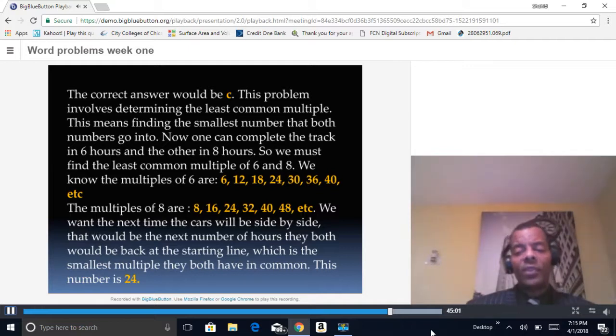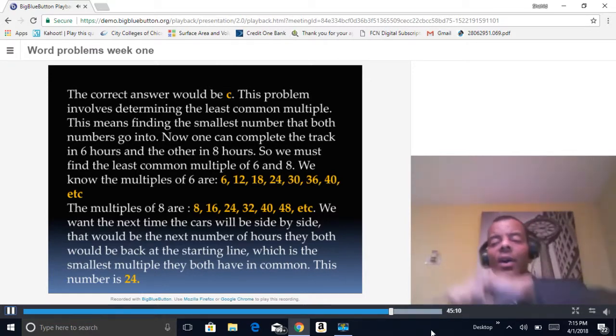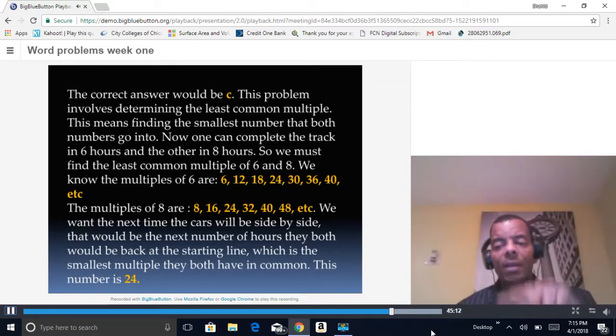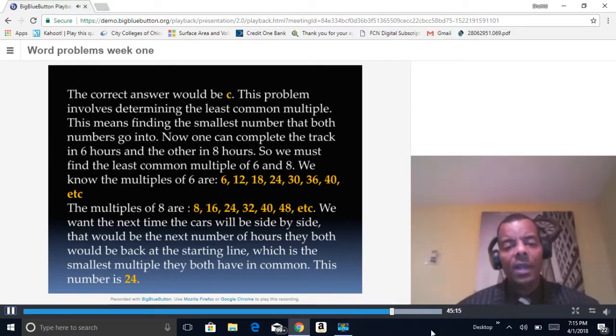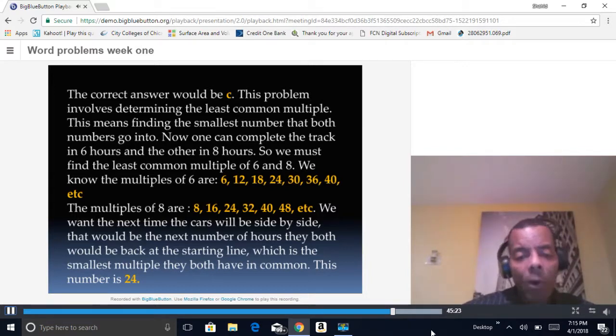So at the 24th hour, both of them would return to the starting point, and they would be side by side again, ready to start another revolution and come back around again. So you got it? So this was a problem dealing with least common multiple, finding the first number at which both of them would have completed a full revolution. And that is after 24 hours.